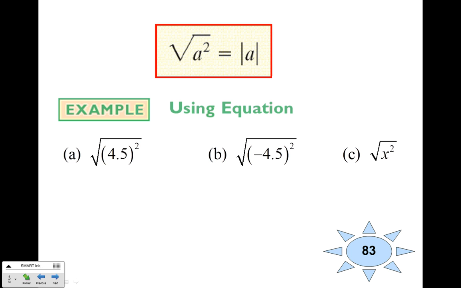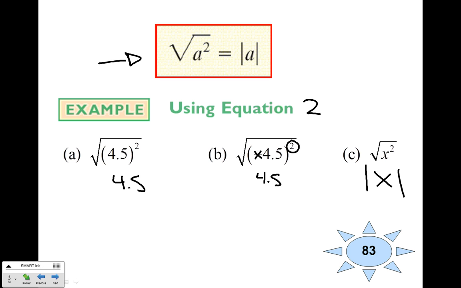All right, we'll take a look at, this is supposed to say using equation 2 here, which is out of your textbook. The square root of a squared is the absolute value of a. So right away we know that this is 4.5. This is not negative 4.5. The answer to this is not negative 4.5, it's 4.5, because once we square it, the negative's going to go away.